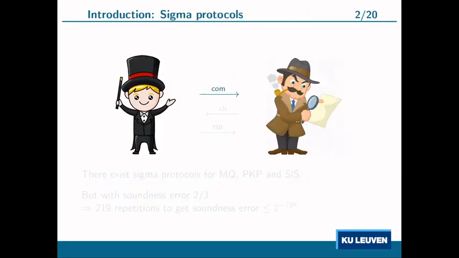The zero-knowledge proofs in this video are examples of Sigma protocols. Sigma protocols are protocols with a three-round structure that are started by the prover, who sends a commitment to the verifier. Then the verifier sends a challenge back to the prover, and finally the prover sends a response back to the verifier. And then the verifier will either accept the proof or reject the proof. There exist Sigma protocols for the three problems that we are interested in. For example, there's Sakamoto et al.'s protocol for MQ, there's Shamir's protocol for PKP, and there's Stern's protocol for SIS.